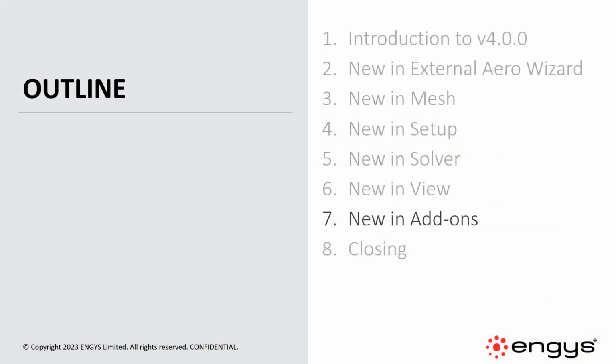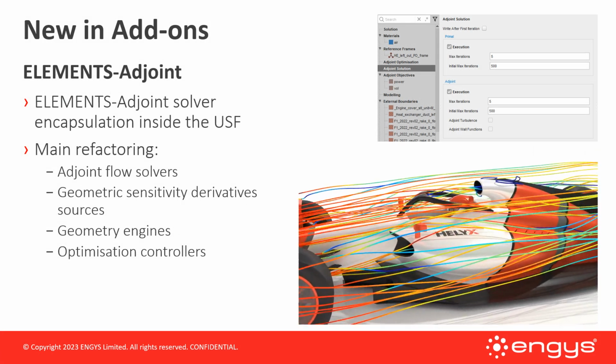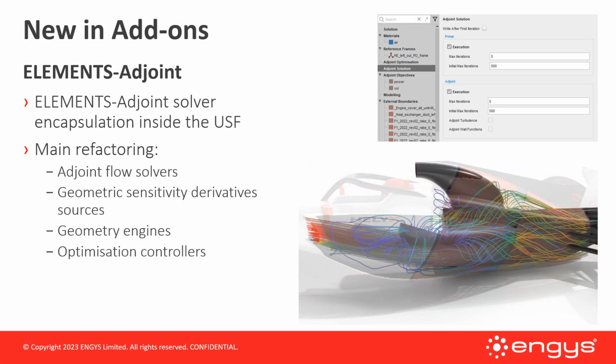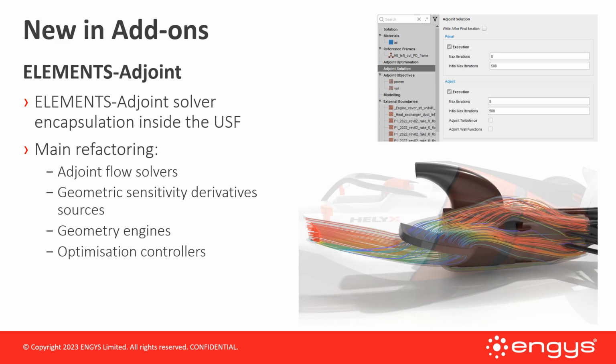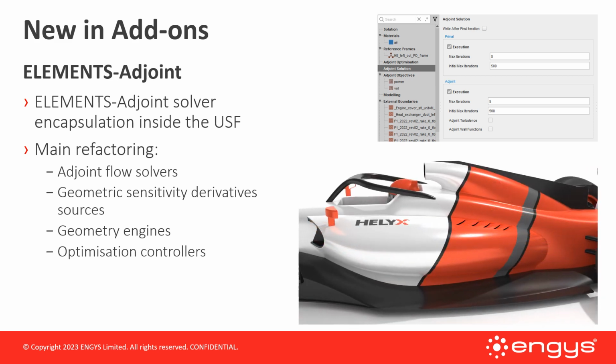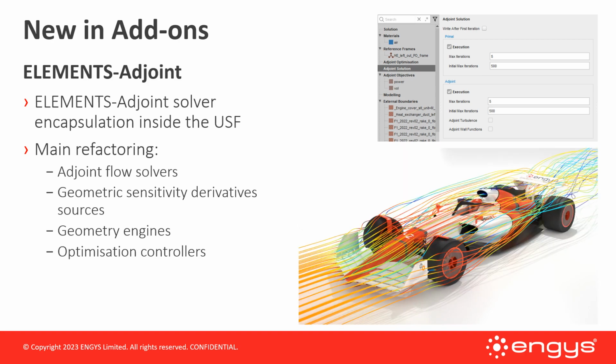Finally, let's take a look at what has been added to our additional modules. First, in the context of the Unified Solver Framework, which I will call USF from now on, our adjoint-based shape and topology optimization is now rebuilt to be encapsulated inside USF. Adjoint solvers are solver objects that can be used together with the existing primal solver objects for the computation of sensitivity derivatives of one or more objective functions.